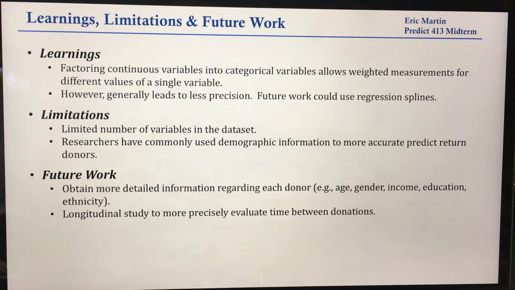However, I've done some reading and I found that it generally leads to less precision, and so future work could use regression splines. There's a limited number of variables in the data set, and the publications that I read used more demographic information to accurately predict the return donors, and so future work would try to incorporate age, gender, income, that type of thing to help more accurately predict, as well as future work could include a longitudinal study to measure individual donation patterns for these particular donation subjects.